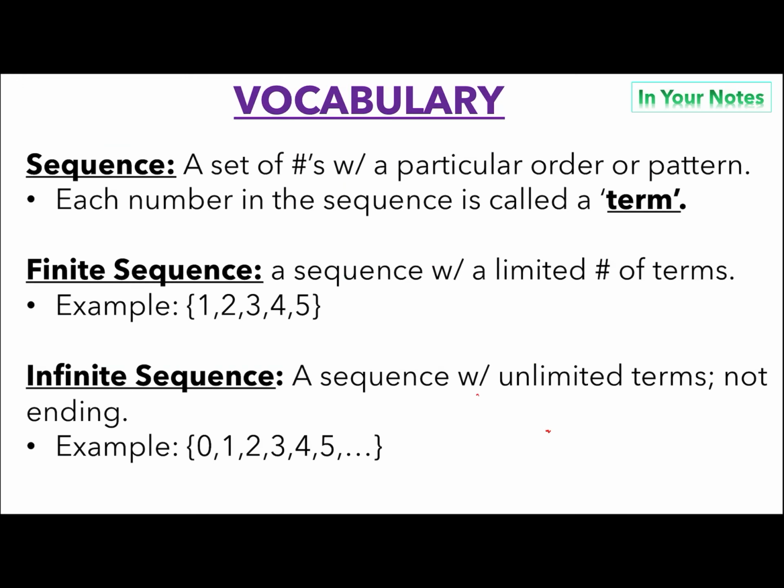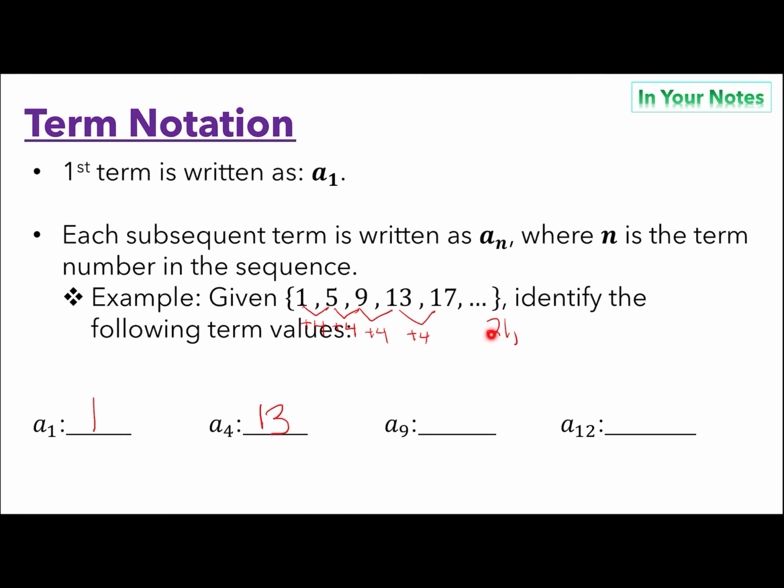And then the next one after that would be add 4 again. So that would be 25. Add 4 again to 25, and we'll get 29. Is that our 9th term, I think? 1, 2, 3, 4, 5, 6, 7, 8. We got one more. Add 4 to 29. 29 plus 4 is 33. So a sub 9 is 33.